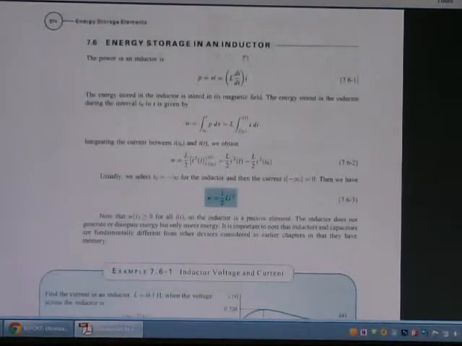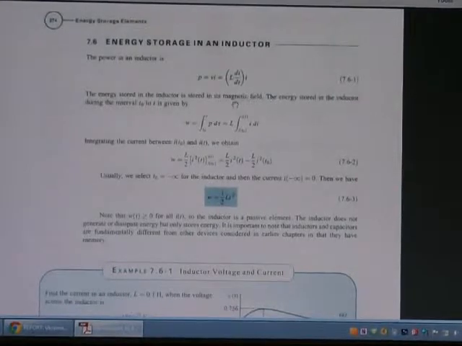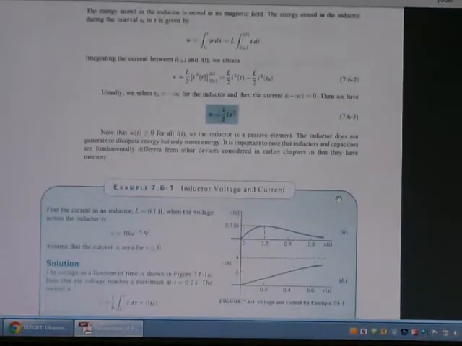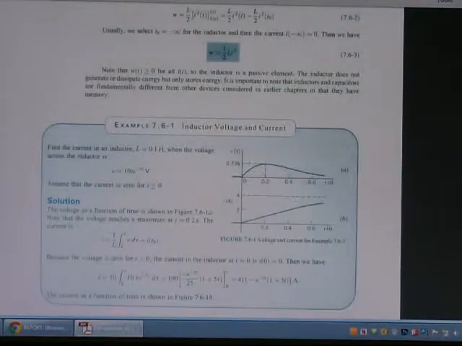So, the energy stored in the inductor can be calculated with this equation. The energy W is equal to half L i square. W equal to half L i square. This is the energy stored in the inductor. So those are the voltage and current relationships.